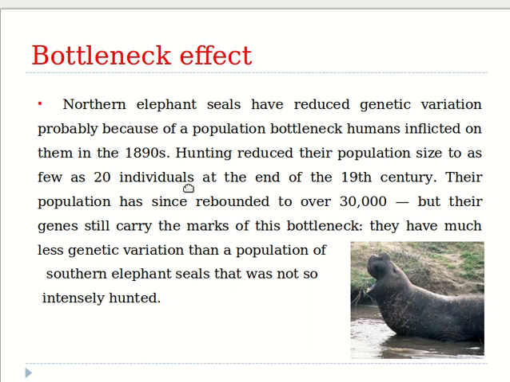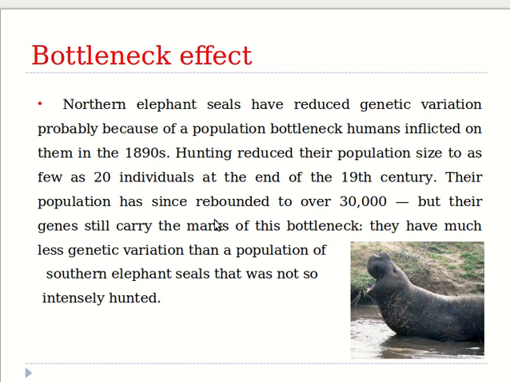Here a particular example is with regard to northern elephant seals. So this is a seal here. The northern elephant seals have reduced genetic variation, probably because of a population bottleneck humans inflicted on them in the 1890s. In the 1890s, humans had been hunting these seals, and this hunting reduced the population size to as few as 20 individuals at the end of the 19th century, and the present day population of about 30,000 has originated from these 20 individuals. So whatever genotypic predominance had been shown in these 20 individuals has passed on through generation after generation.